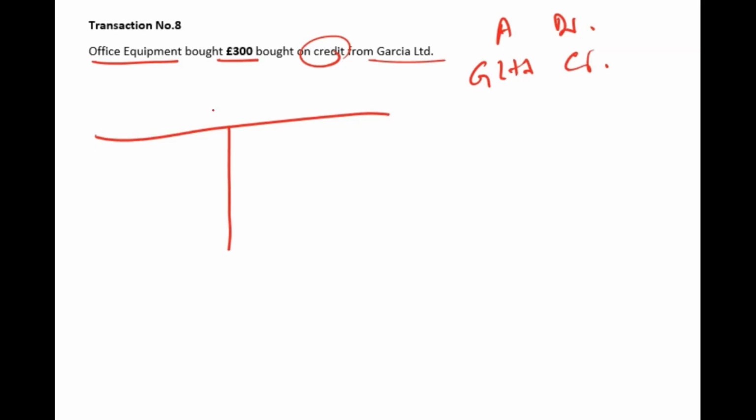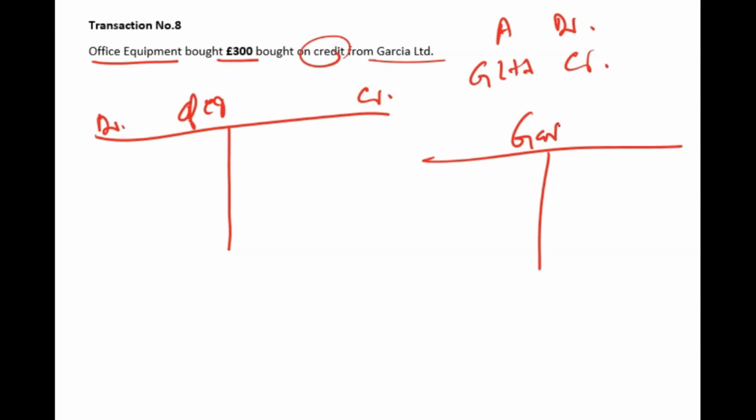Office equipment bought 300 on credit from Garcia Limited. Office equipment is an asset, and assets are debit. And you're buying items on credit. You're not paying now. You're buying from Garcia, so it's a liability. Your trade payable. Garcia is your trade payable. So Garcia Ltd is your credit account. You need to open 2 T accounts yet again. Office equipment account and Garcia Limited.